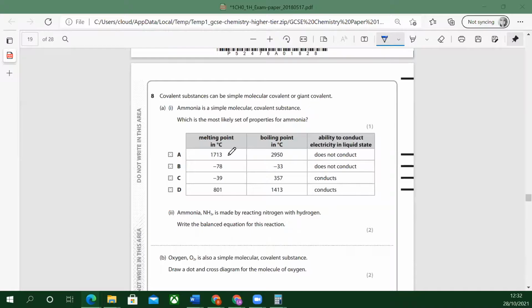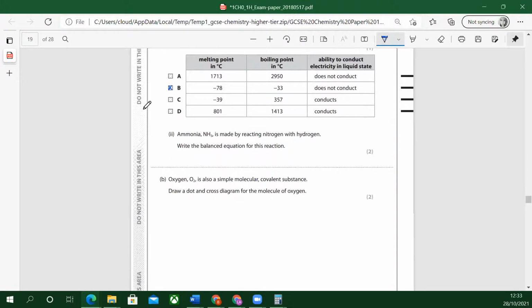Okay, so melting point 1713. No, it doesn't sound like a simple covalent. Minus 78, yeah, maybe. Minus 33, maybe, yeah. Minus 39, 357. No, not really. And this is too high too, so it's B. This is quite an easy one. Sometimes they trick you a little bit. But also, other than the low boiling and melting point, it does not conduct electricity. So simple covalent does not conduct electricity.